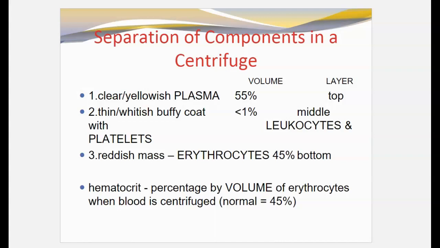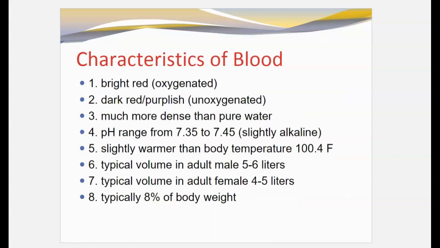And when you take that tube's volume and you figure it into percentages, on an average, normal, healthy adult human, that should have a value of 45. So if a person asks you what is a normal hematocrit, your answer should be 45.